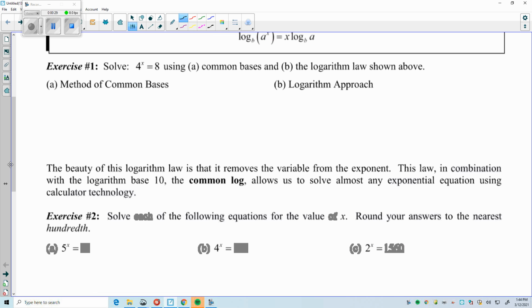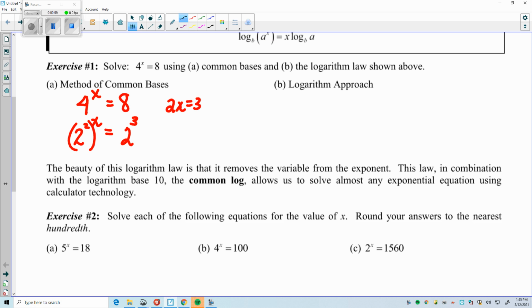So common bases we have done before, where we would take each of these sides, get a common base, make smaller. So I'm thinking with 4, if I make this smaller, I could express 4 as 2 squared. We still have raised to the x. Whereas 8, I could express that as 2 cubed. So now they have the common base of 2. And in order to solve, I want to set my exponents equal. Here I want to think power raised to a power we multiply. So by setting them equal, I can solve and find x is 3/2 or 1.5.